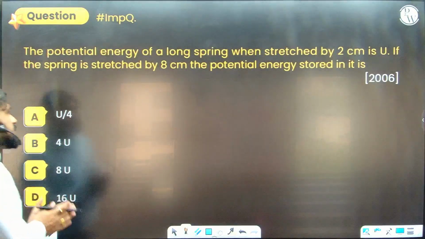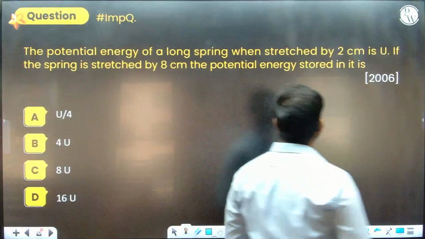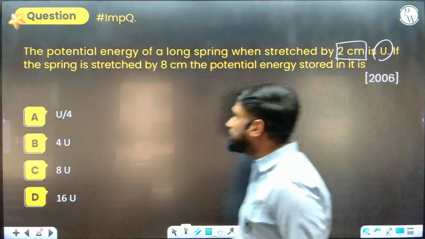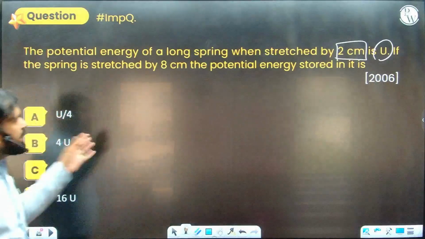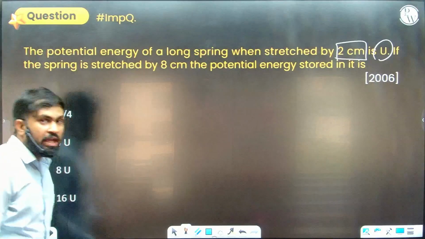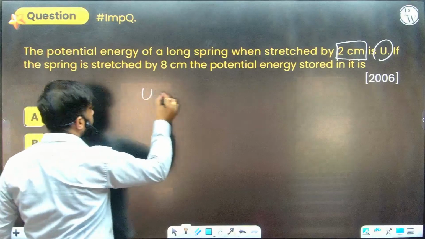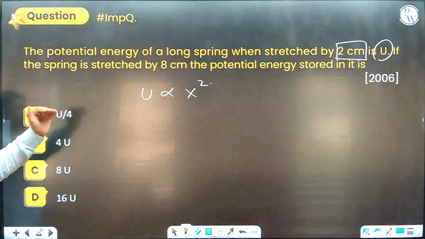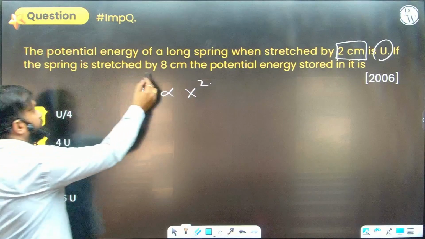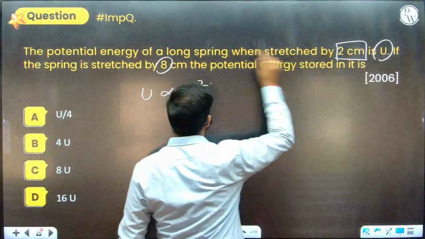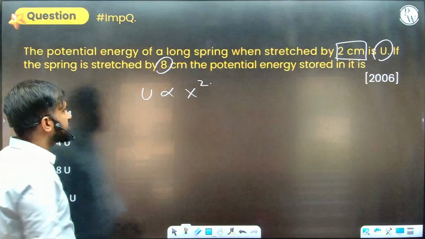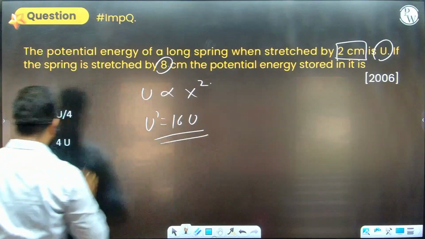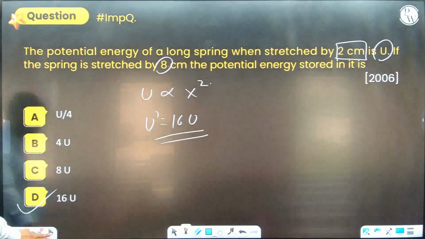Next one. The potential energy of a long spring when stretched by 2 centimeters is U. Again the similar problem. The spring is stretched by 8 centimeters, the potential energy will be? I know that potential energy is proportional to x square. That's it. So if the extension is quadrupled, 2 into 4, 8, it has become 4 times, the potential energy will become 16 times. That's it. 16 times. Easy one.